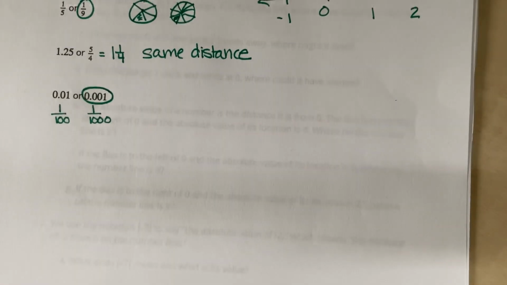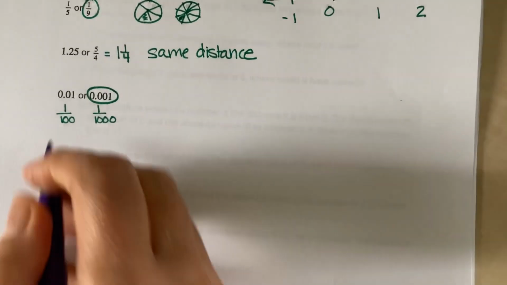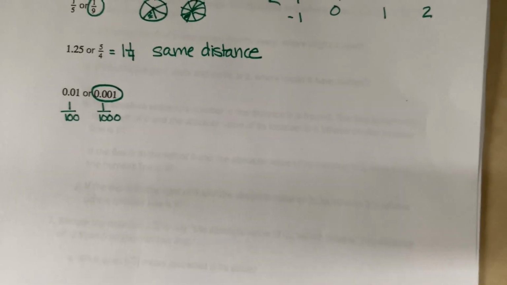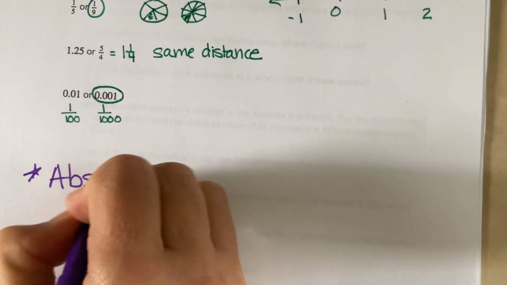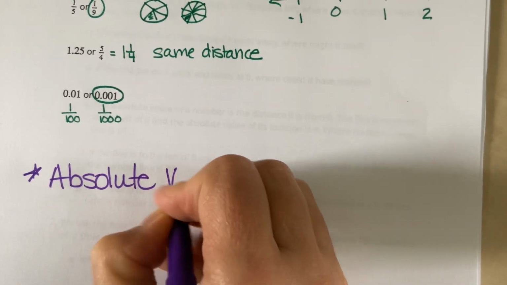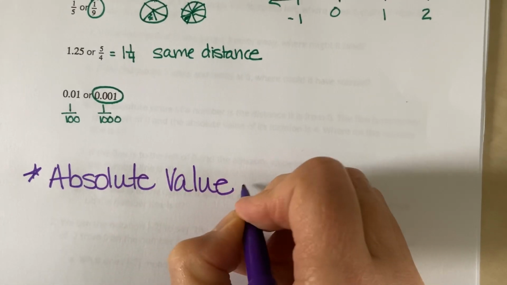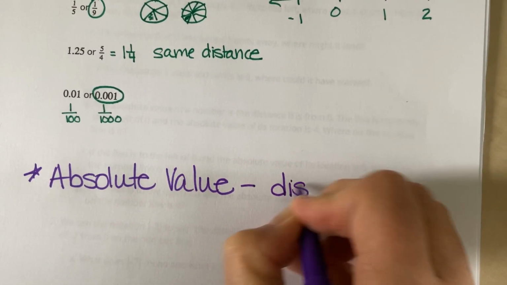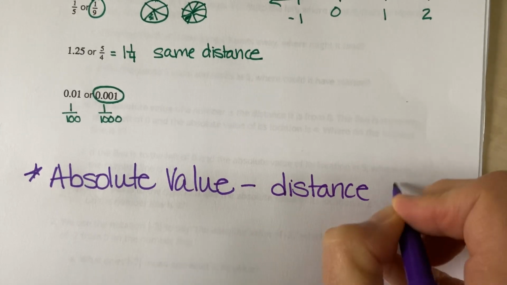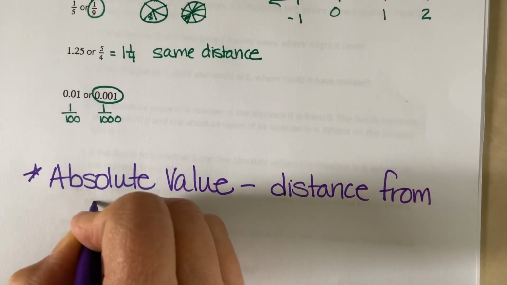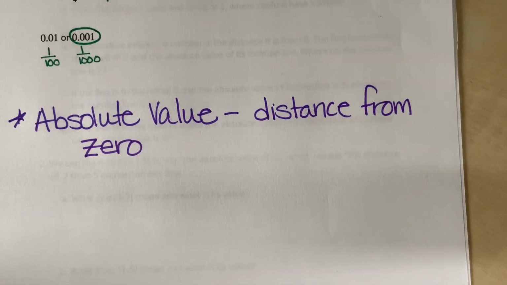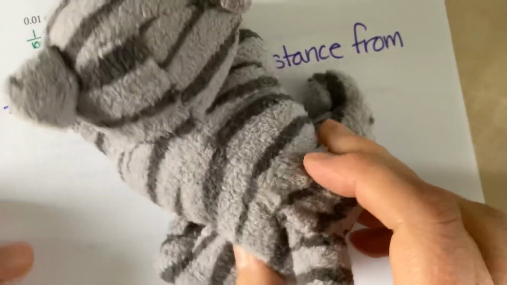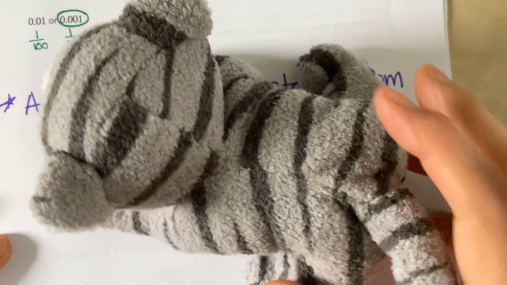Now, here's what we are going to do in big letters on this page. And if you're taking notes on something, you need to write this down, okay? Absolute value is the distance from 0. Now, what I want you to think about, can you go a negative distance? So I have my little kitty. Well, he's kind of ginormous for the screen, but that's okay.